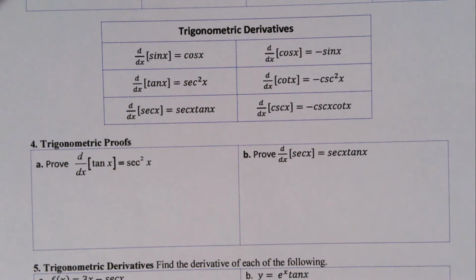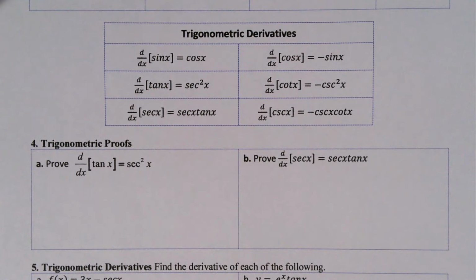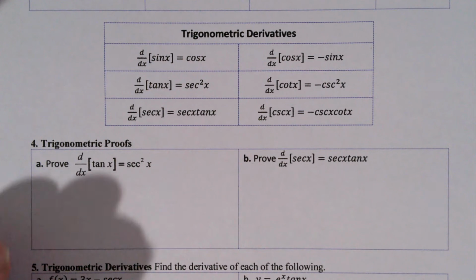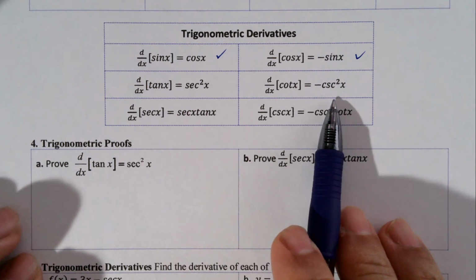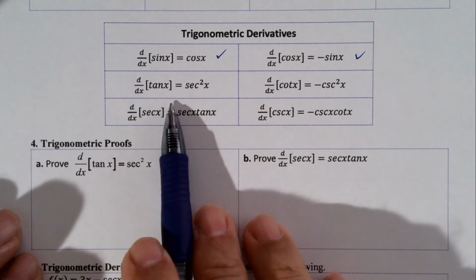This is page 102 of the Incredibles book. This is the bottom half. We did the top half already. We're doing the trigonometric derivatives. You're supposed to already know the derivative of sine is cosine. Derivative of cosine is negative sine. Now we're going to develop a couple of these, or these are the basic rules you're supposed to know.